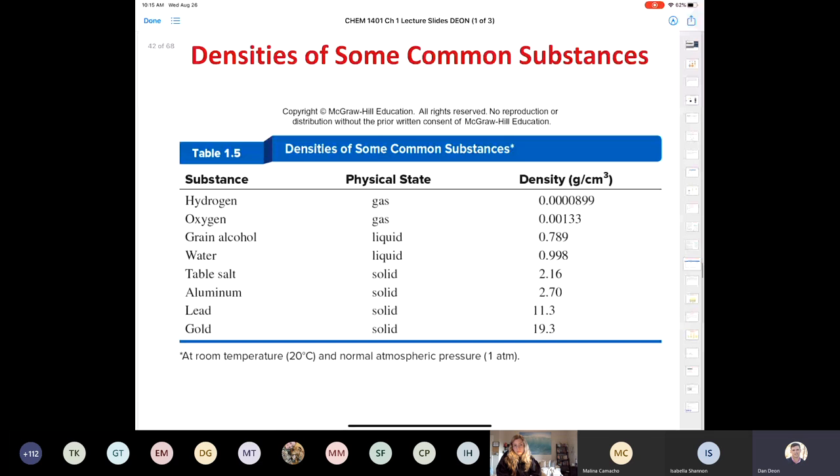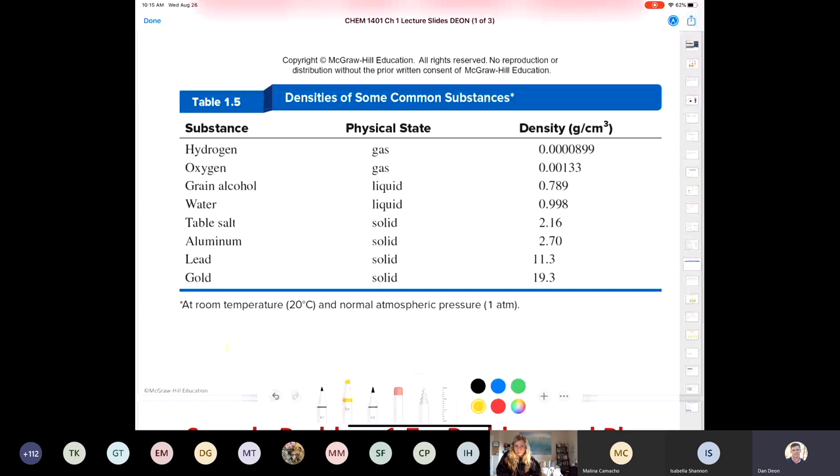Where should we start? What's the footnote here? Okay, there is a footnote, good. So it says at the bottom, one place you've got to read the fine print first. It says that these densities are at 20 degrees Celsius and atmospheric pressure. So this would be sea level pressure. Let's take a look at water first. So the density of water is pretty close to 0.998 grams per centimeter cubed.